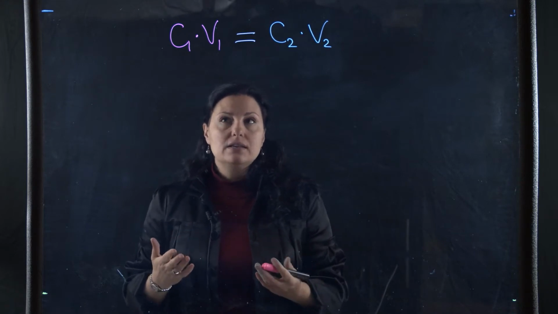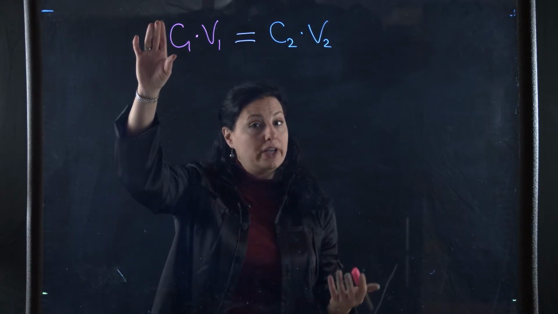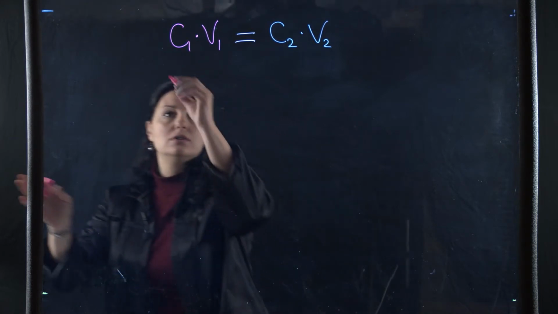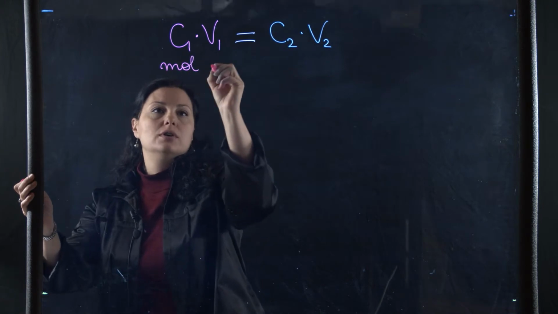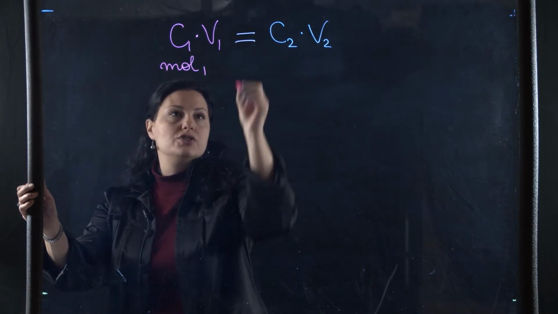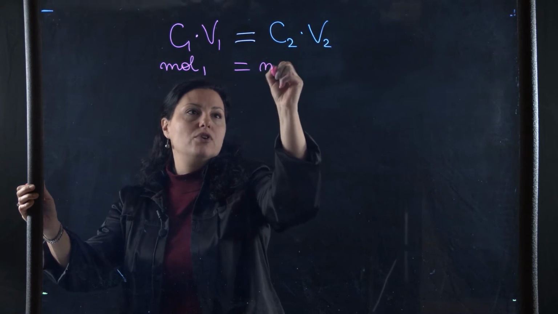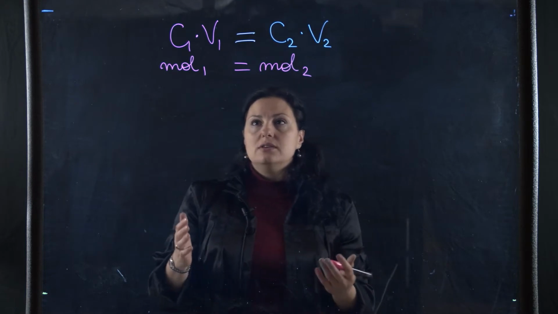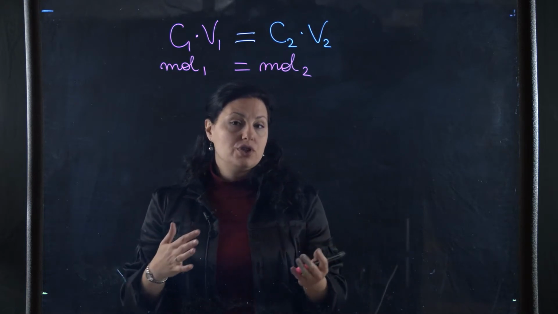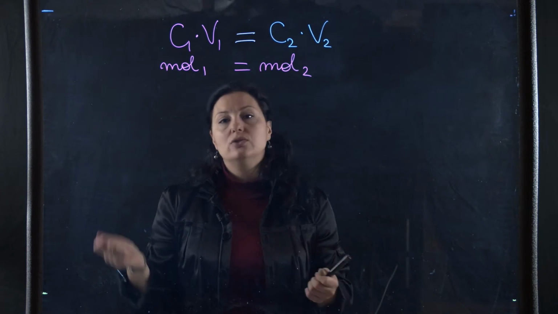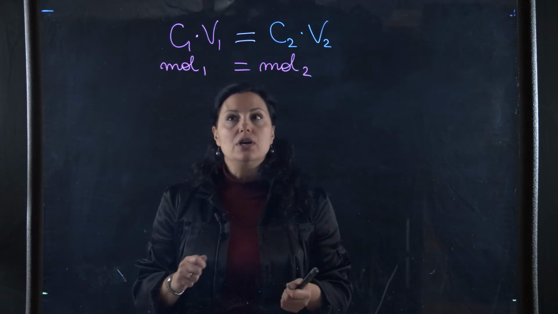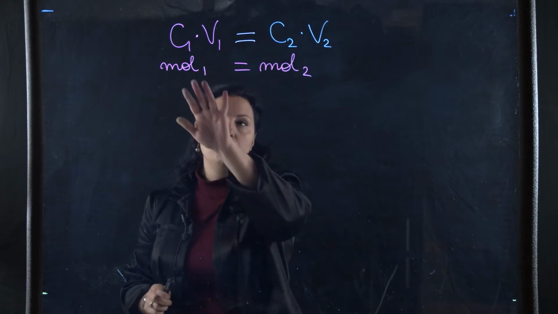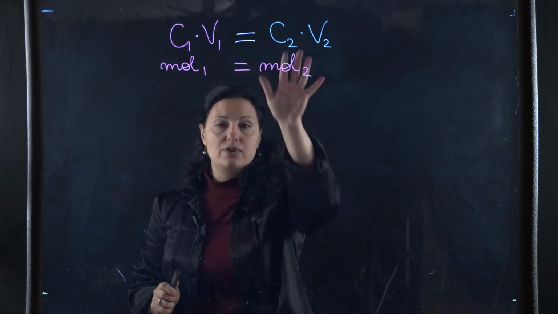This means if I have a concentration in molarity and I multiply it by volume, that gives me the number of moles. So the number of moles in my first condition has to equal the number of moles in my second condition. This makes sense because the number of moles doesn't change when I dilute something. I don't add any more of my solute. All I'm doing is changing the volume typically. And so the number of moles remains the same, and that is the basis for this equality.